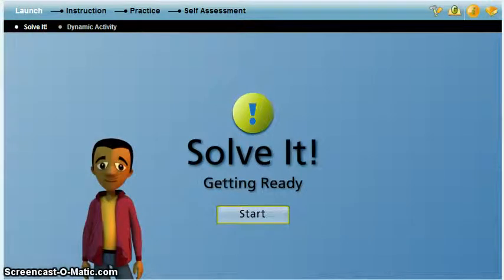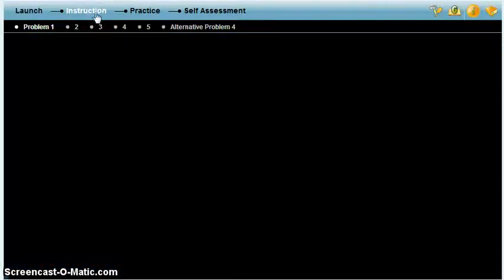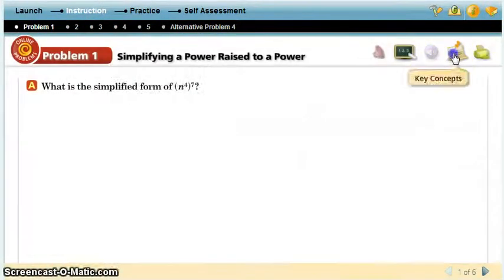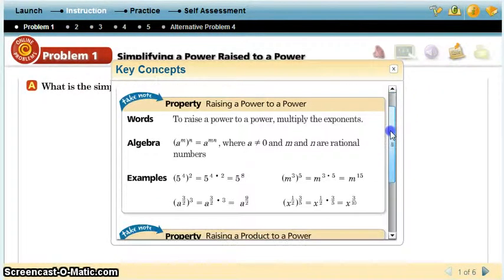Okay, in the last video you worked on multiplying like bases and you had to add your exponents. So we're going to look at a couple more multiplication properties of exponents in this video. The first one that I want us to focus on is power to a power, when you raise two exponents here.